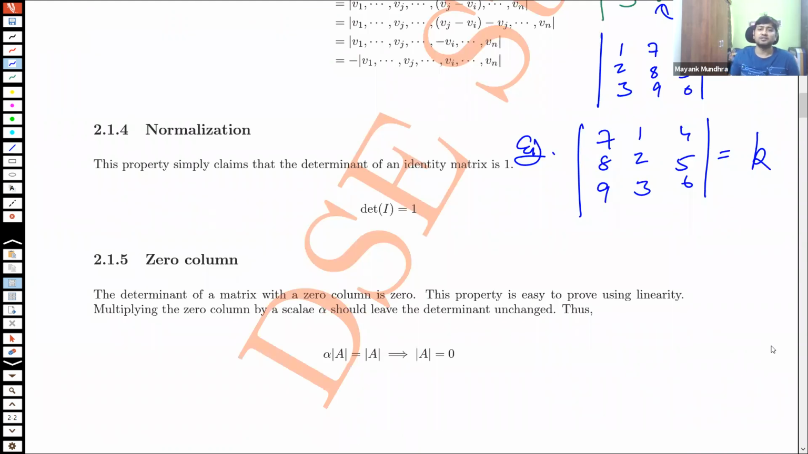Normalization: the determinant of the identity matrix is 1. Then zero column: if one column becomes completely 0, the determinant is 0.